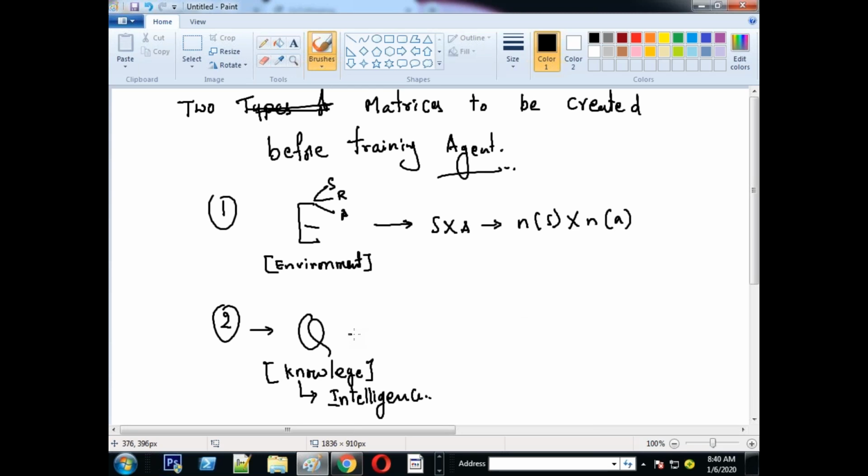Q. The size of Q should be equal to the size of E.